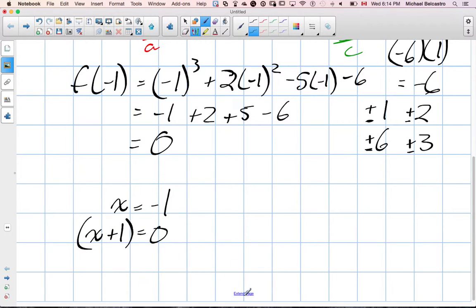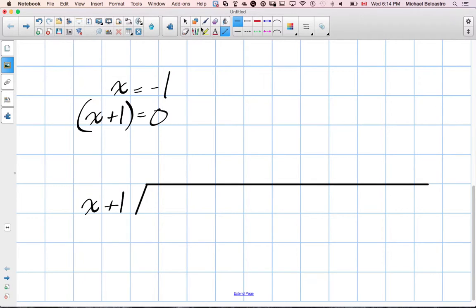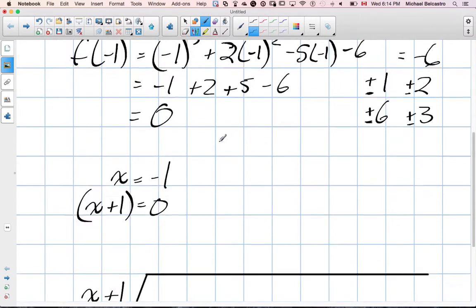Okay, so that's a lot of work just for that part. You'll eventually get really fast at that. We have x plus 1, and we're going to use, similar to long division, what they call polynomial division. We're going to divide what we originally had as the polynomial.